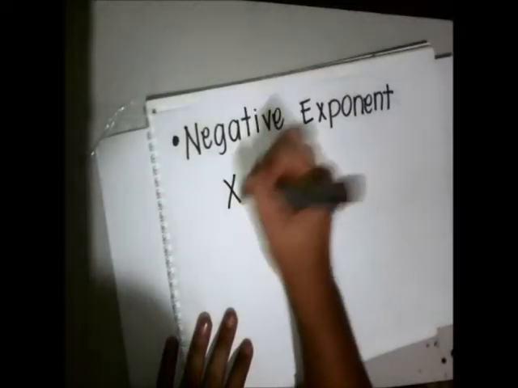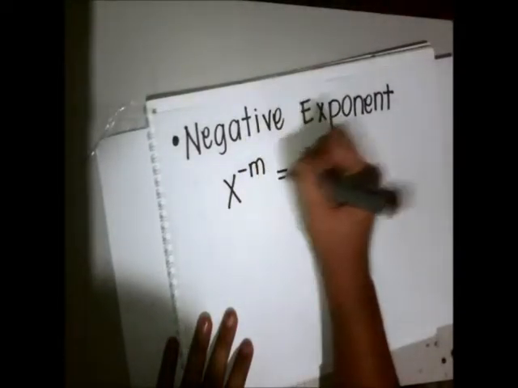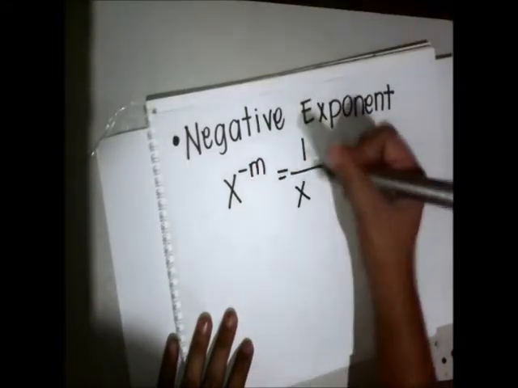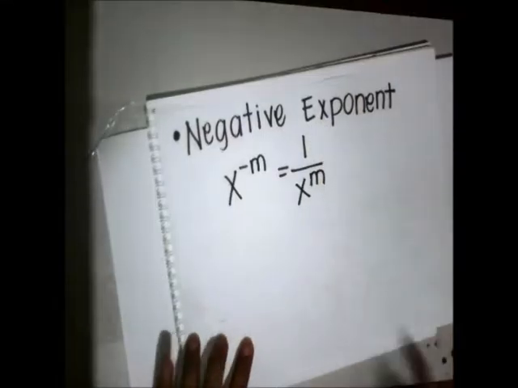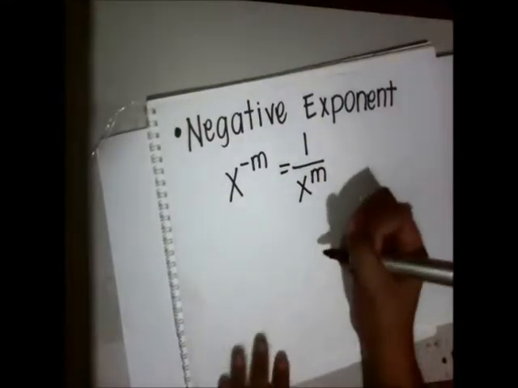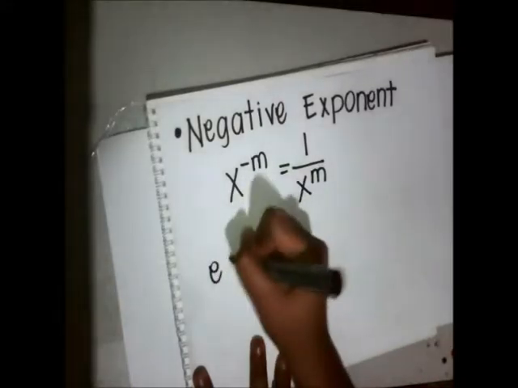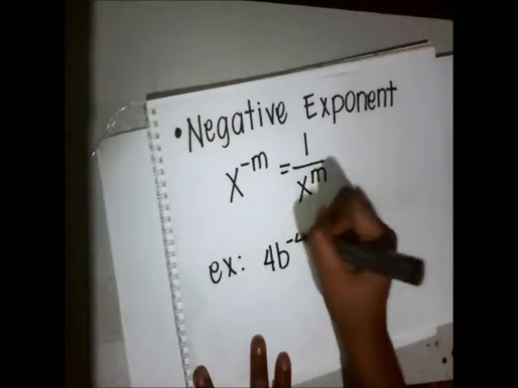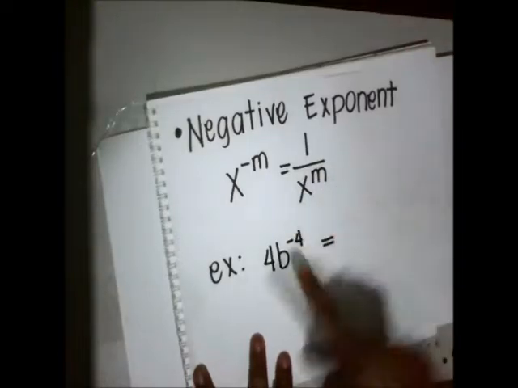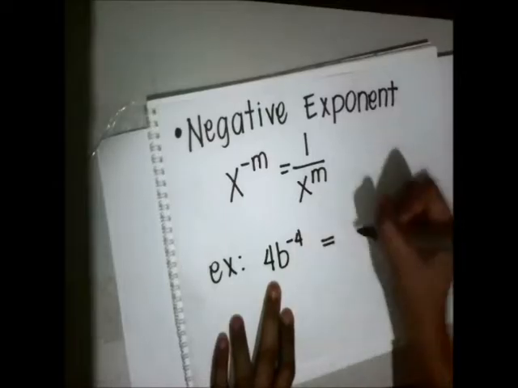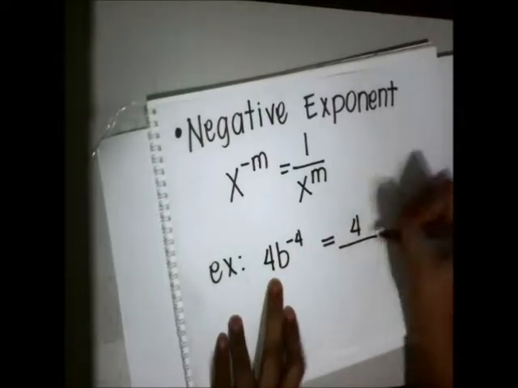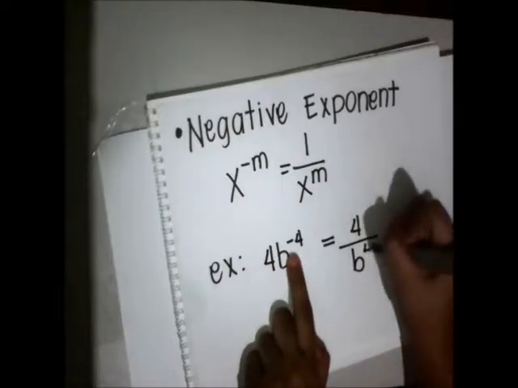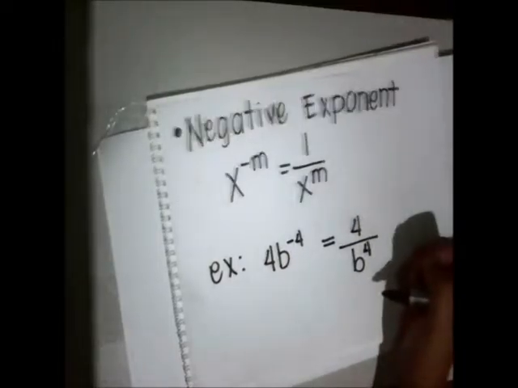Next we have the negative exponent. For any non-zero real number raised to a negative exponent, simply get the reciprocal of the base, then make the exponent of the base positive. So we have here an example. 4b raised to negative 4. Since the exponent of b is negative, we need to get the reciprocal of it. So we have here 4 over b raised to 4.